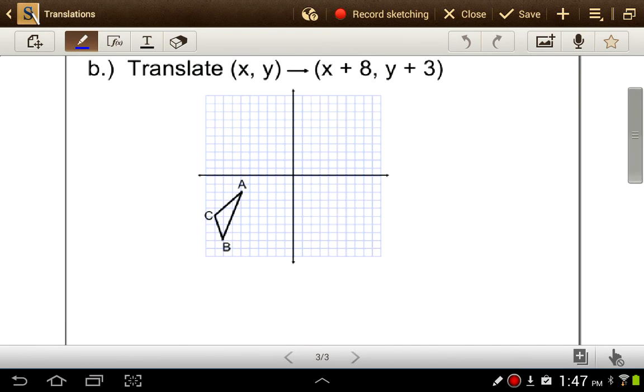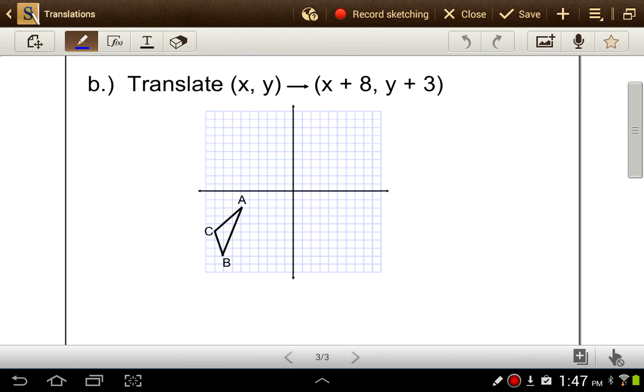All right, in our last example, we're doing x plus 8, y plus 3. So x plus 8 means we're going to go 8 to the right, and y plus 3 means we're going to go 3 up. I'm going to start with A: 1, 2, 3, 4, 5, 6, 7, 8, then 1, 2, 3 up. That's A. B: 1, 2, 3, 4, 5, 6, 7, 8, then 1, 2, 3 up. There's B. And C: 1, 2, 3, 4, 5, 6, 7, 8, then 1, 2, 3 up. And there's C.